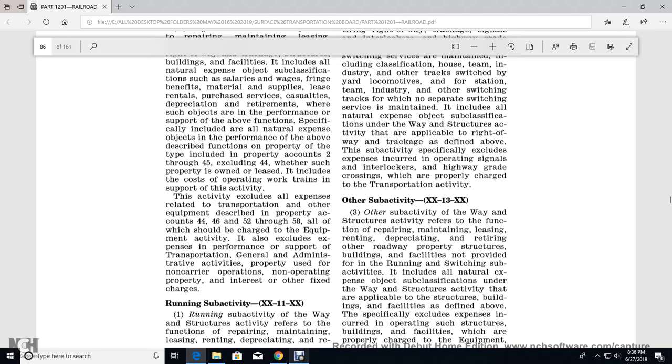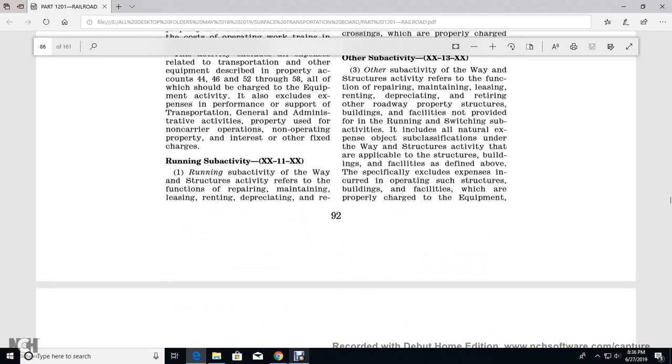Activity should include the expense of the performance support of the transportation, general administration activity, property used in non-carrier operation, non-operating property, or any interest in other fixed charges. Running sub-activities, XX-11-XX.